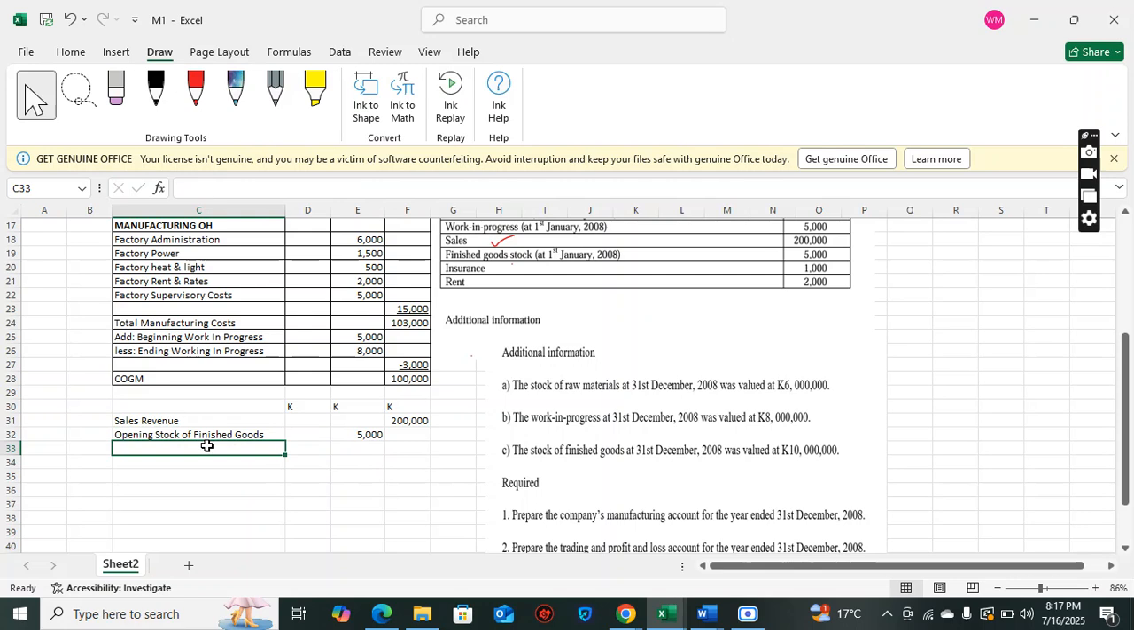Then the next item is we're going to include now these goods that we've manufactured, so that we get the total cost of all the finished goods that we had. 100,000. So when we add this, this is the total stock of the finished goods that we had. Any questions?